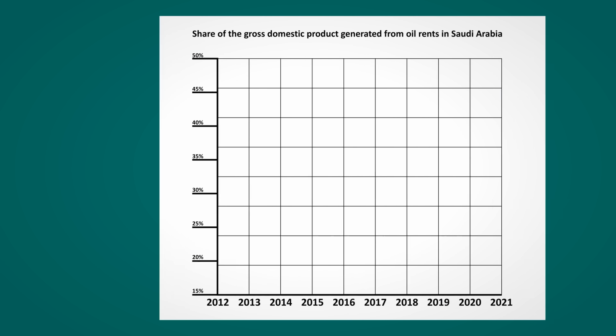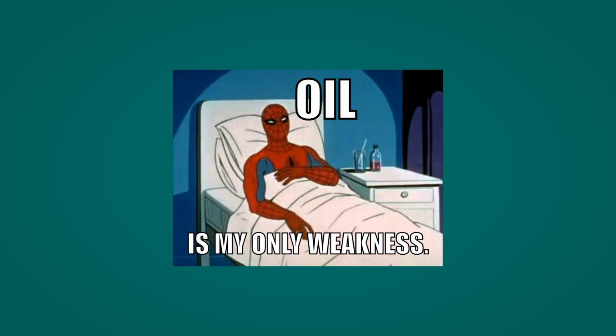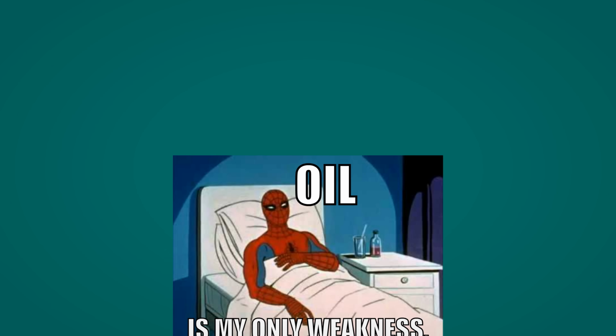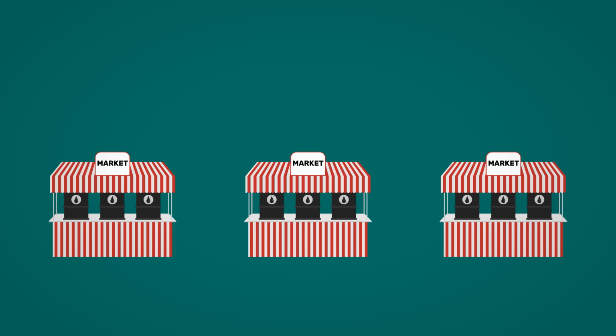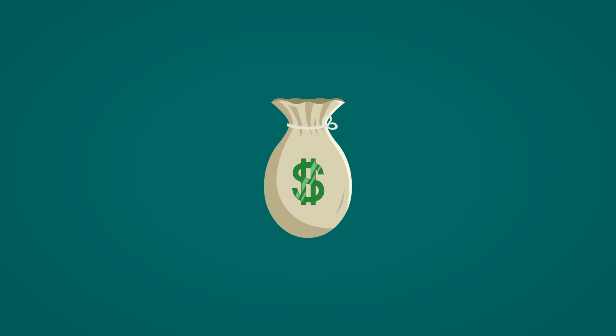To give just one example, in 2012, Saudi Arabia's income comprised 47% of oil. Nearly half of all money made in Saudi Arabia in that year came from oil. And this leaves Saudi Arabia with one major weakness, because other countries could also sell oil. And the more countries that sell oil, the more competition you have. And the more competition you have, the lower the prices will become. And if prices go down, then your profits will also go down.